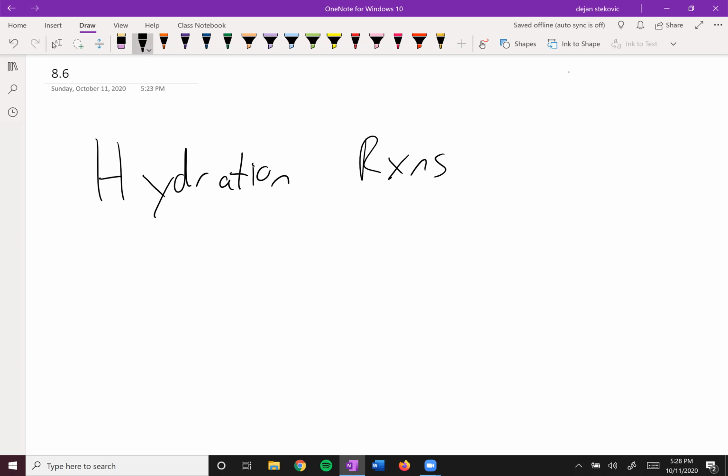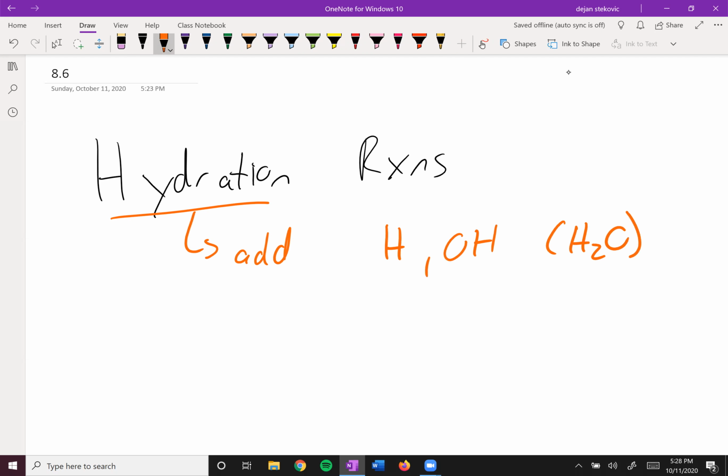All right, next up, we're going to take a look at hydration reaction. So you think hydration, you're drinking water to get hydrated. And so what we're going to do is add water across our double bond. One carbon is going to get an H, the other one is going to get an OH, and combined they are water, right? So we're hydrating our molecule.